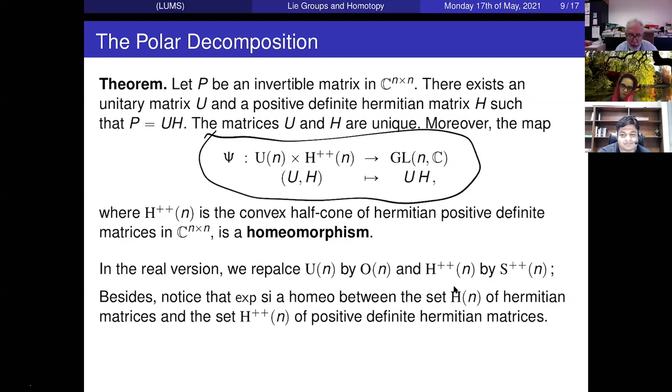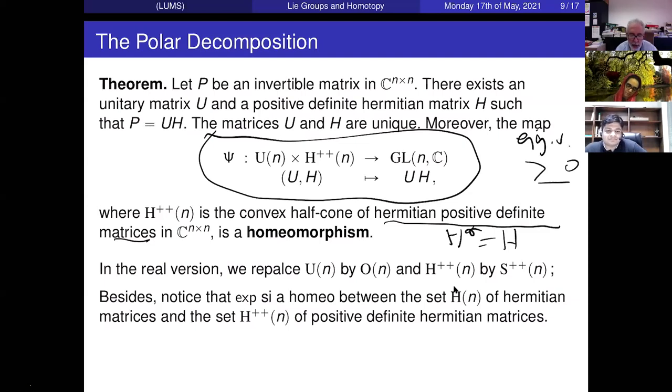This H plus is the convex set of Hermitian positive definite matrices. That means H star equals H. This is the Hermitian property, and positive definite means all the eigenvalues are strictly positive. So this set, which I denoted H plus, is convex and it's a half cone. If you multiply by a real positive lambda, you're still inside. And here we have a homeomorphism.